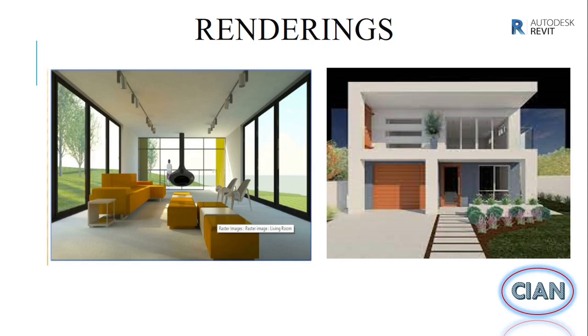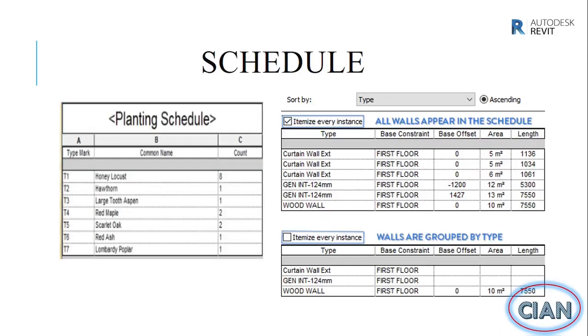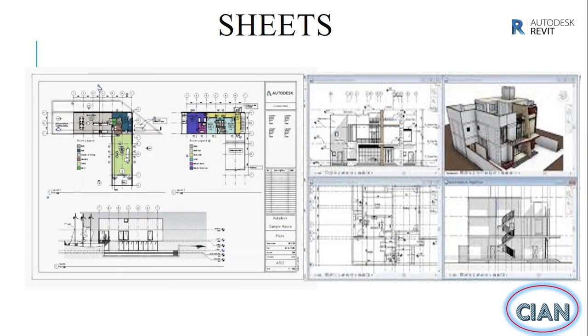It displays the different components and materials which we have used in our project and helps the client for better understanding. It also allows us to do scheduling, where we can find the quantity of the materials and the components which we have used in our project. In this we can also create the sheets which are used for project submission. On the sheets we can place various views like plan view, sectional view, 3D view and rendered images.